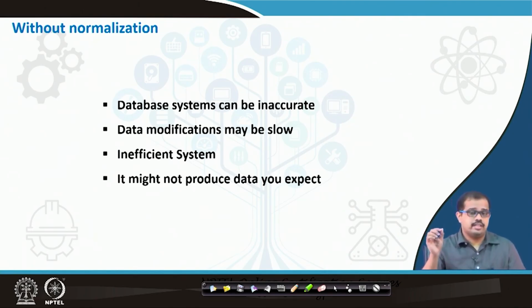Okay, inaccurate in terms of the data that it is representing, the data that is stored in different places, and the data that is actually even connected. So that can be inaccurate. For a query, it can give wrong results. And data modifications may be slow without normalization, and it can be an inefficient system.